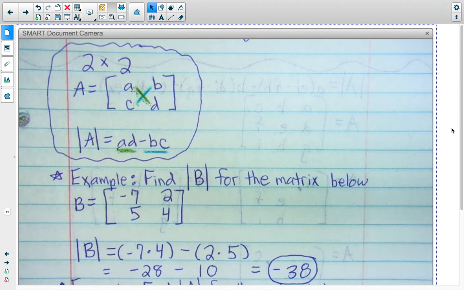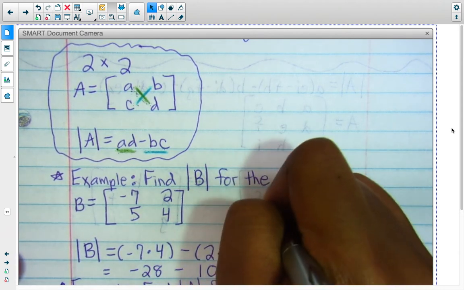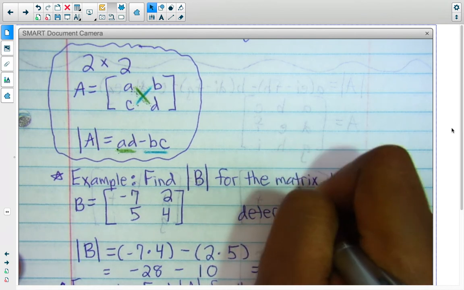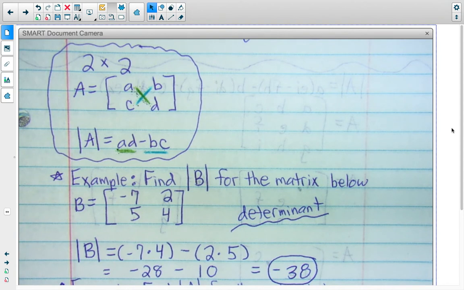So our new word for today is the word determinant. You might even remember from a previous math class, you possibly should have heard the word determinant before when you were doing the quadratic formula. The part underneath the square root is also called the determinant. So the determinant, when I'm referring to matrices, is A times D minus B times C.